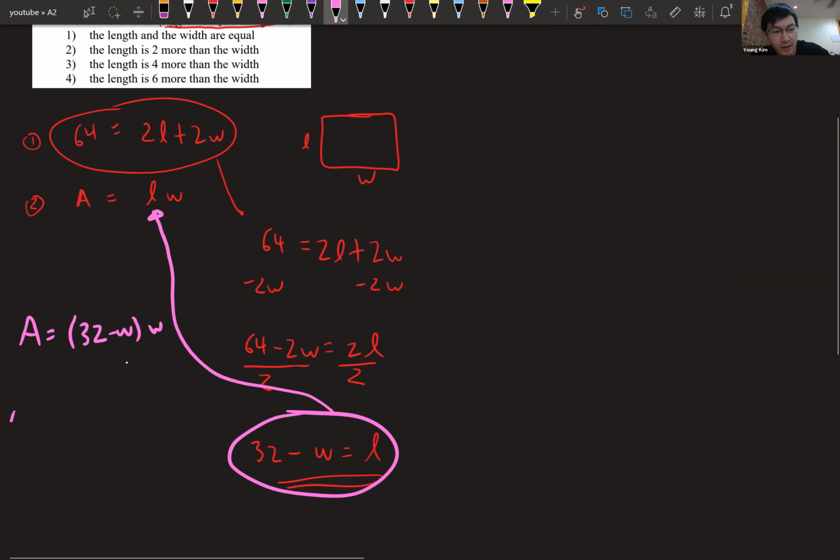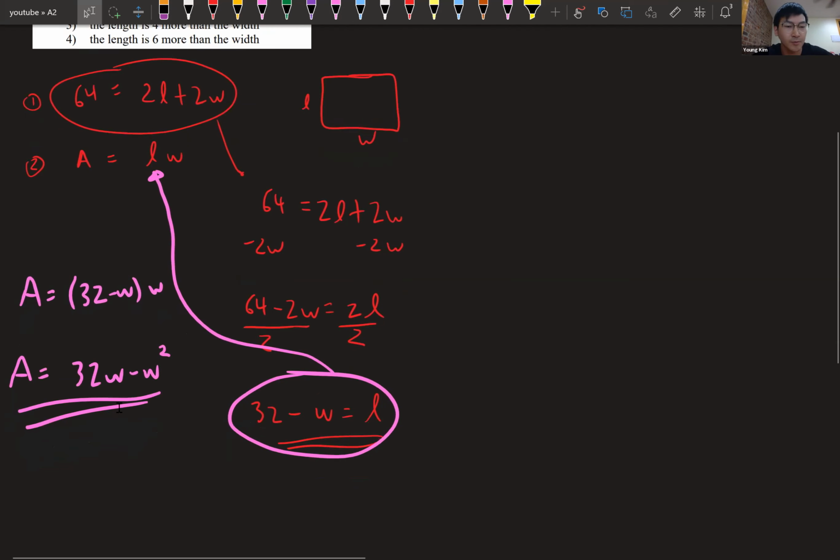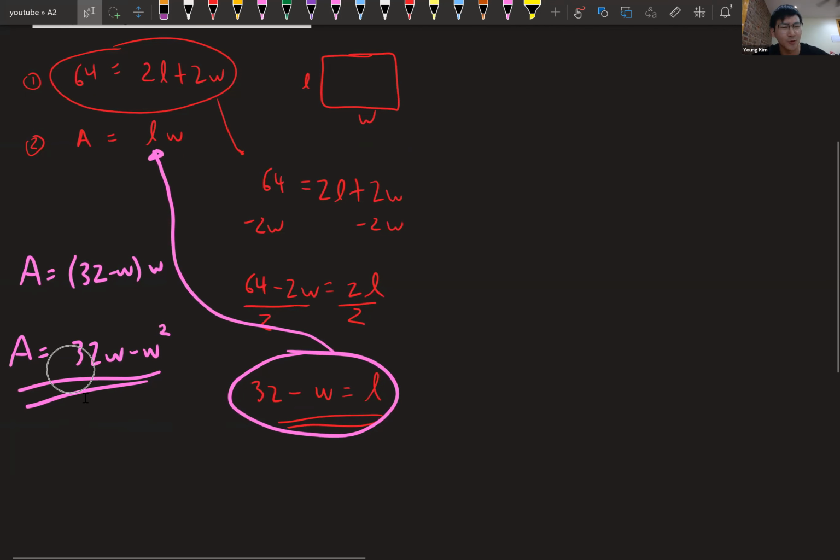So here, distributing the W, you're going to get 32W minus W squared. And you might be more familiar with seeing this as y is equal to 32x minus x squared. But get comfortable with the other letters, because when you look at this carefully, this is equivalent to this.